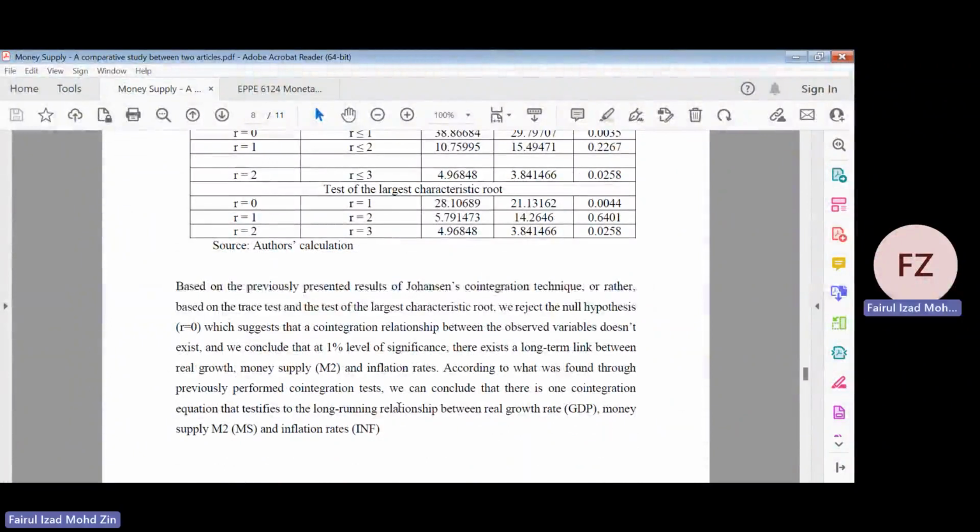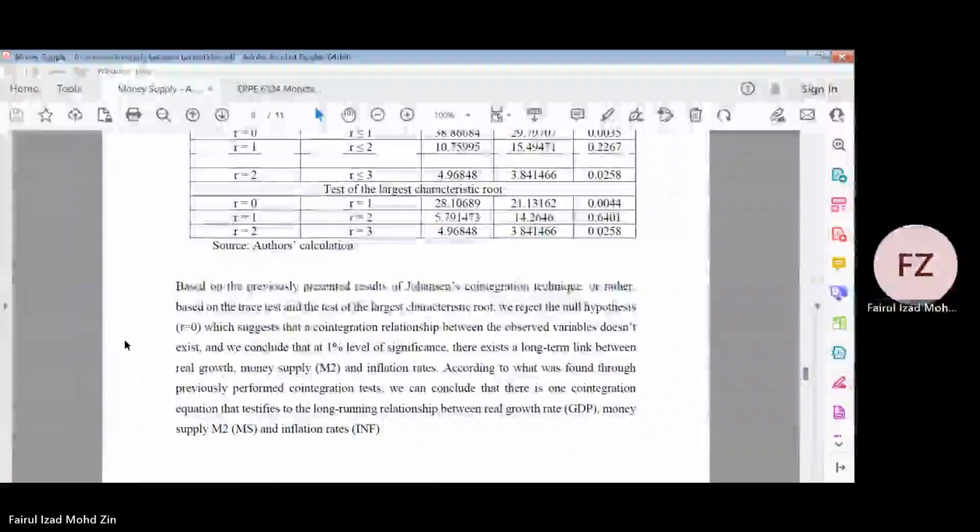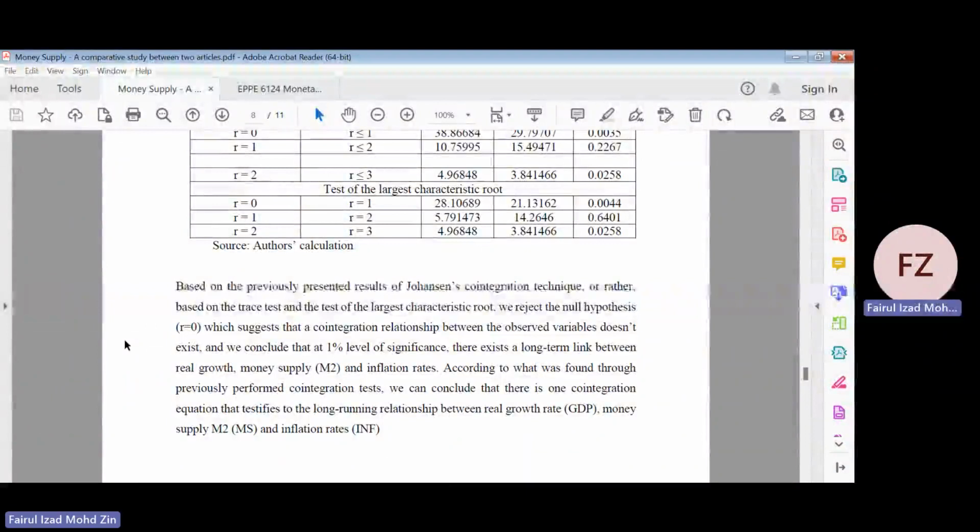Based on the previously presented result of the Johansen co-integration technique, or rather based on the trace test and the test of the largest characteristic root, we reject the null hypothesis H0, which suggests that a co-integration relationship between the observed variables doesn't exist. We conclude that at the 1% level of significance, there exists a long-term link between real growth, money supply, and inflation rates.